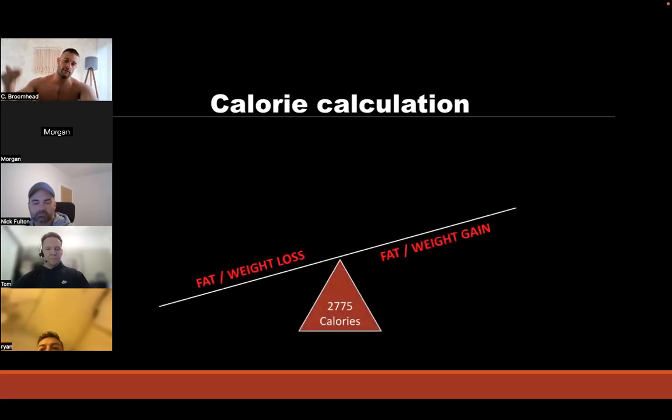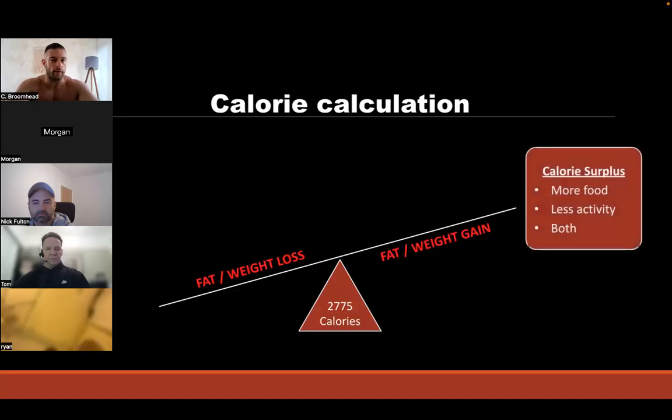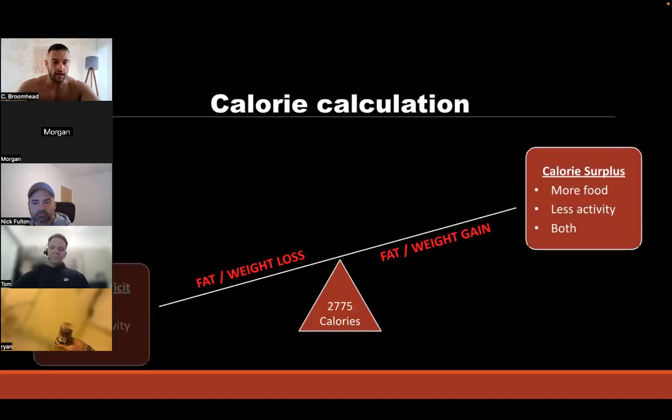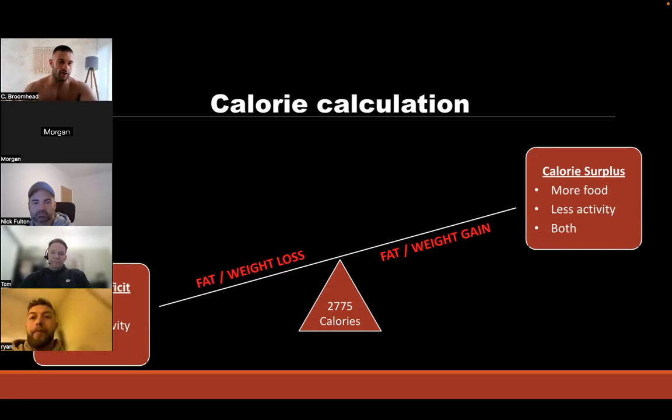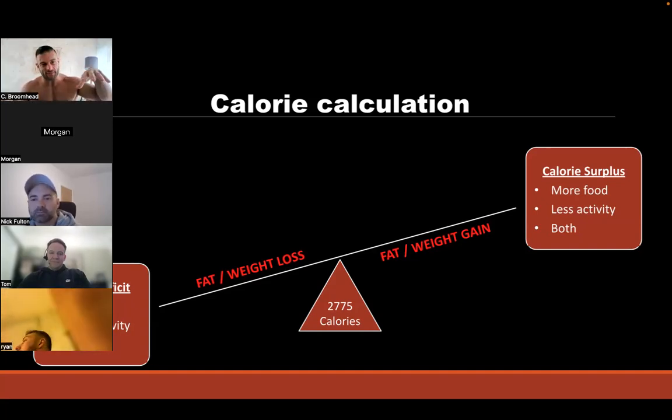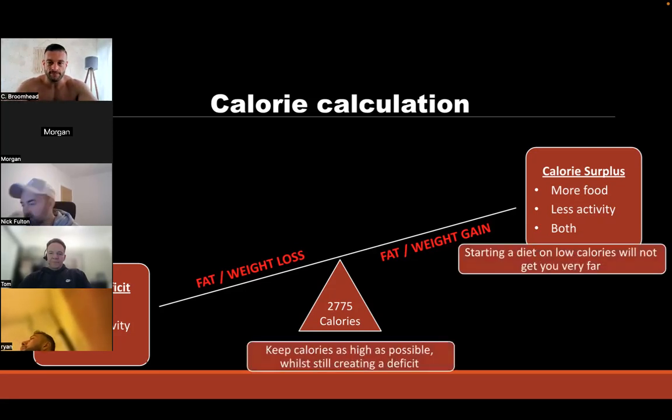So obviously, when we're in a deficit, we're in fat loss and weight loss, and the opposite is true for a surplus. But the simple way, obviously, I don't need to even explain that because you guys know. More food, less activity, surplus, and then obviously swap it down. More activity, less food, we go into a deficit. And it's finding a balance between all of them.